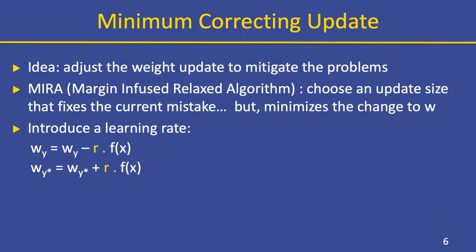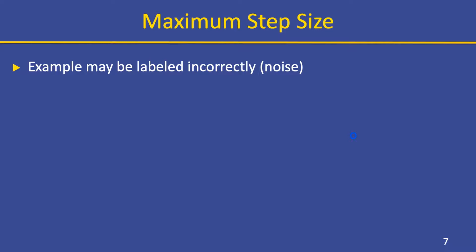We can basically write the equations. We have one equation that says we need to fix the mistake. We need to update the weights so that f of x is labeled correctly. And on the other hand, we need to minimize the difference between the new weights and the old weights. So solving for these equations, we're not going to go over the details here, but that gives us the learning rate for MIRA here.